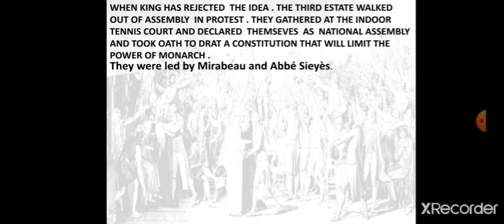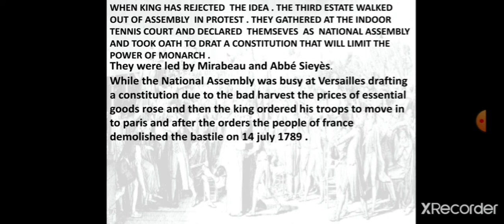Some prominent members like Mirabeau and Abbé Sieyès started to lead the Third Estate against the king. While the National Assembly was busy at Versailles drafting a constitution, due to the bad harvest the prices of essential goods rose, and then the king ordered his troops to move into Paris. And after the orders, the people of France demolished the Bastille on 14 July 1789.